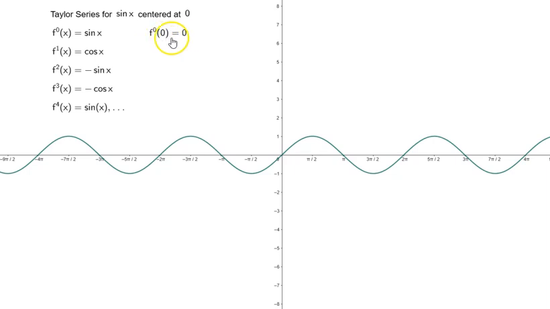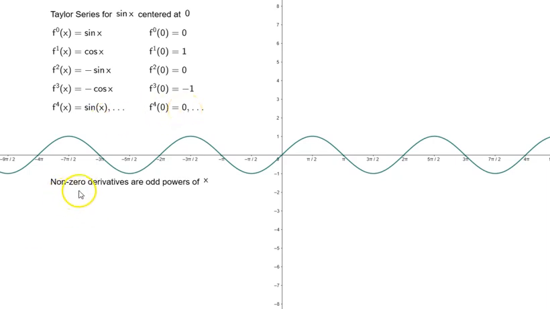So f naught of 0 is sine of 0. Sine of 0 is 0. Cos of 0 is 1. Minus sine 0 is 0. Then minus cos 0 is minus 1. And finally, the fourth derivative, sine 0, is 0. Which means non-zero derivatives are odd powers of x.